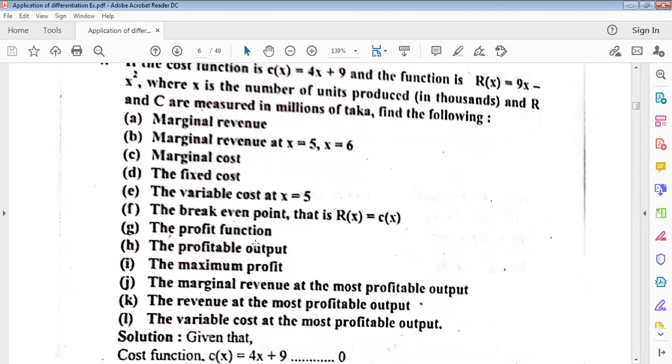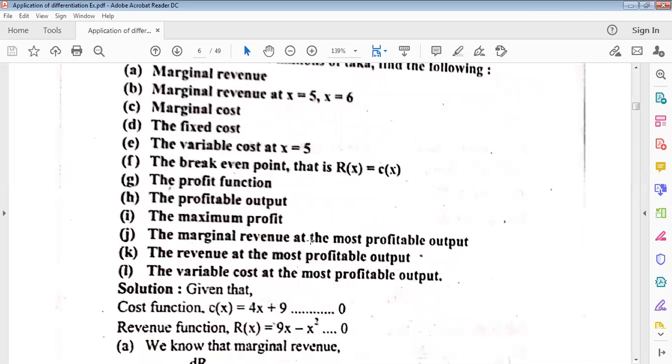There are 12 items we have to find out. First of all, marginal revenue, then marginal cost, fixed cost, and the variable cost at x equals 5. The break-even point, where revenue equals cost, that means profit will be 0. The profit function, the most profitable output, maximum profit, the marginal revenue at the most profitable output, the revenue at the most profitable output, and the variable cost at the most profitable output.